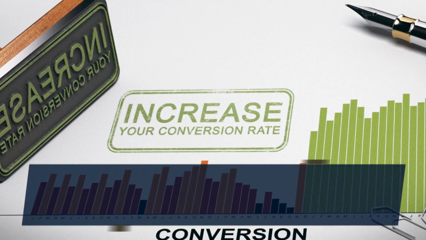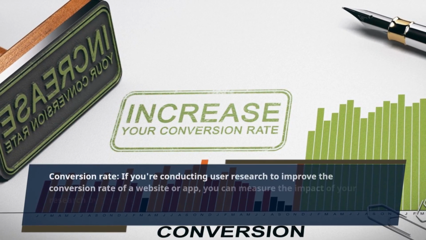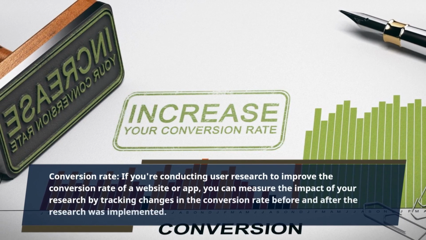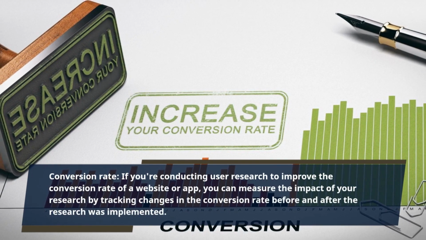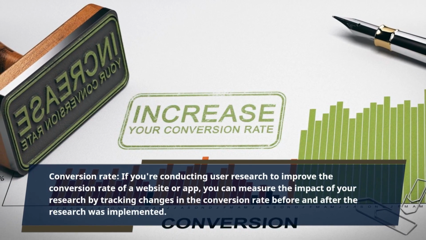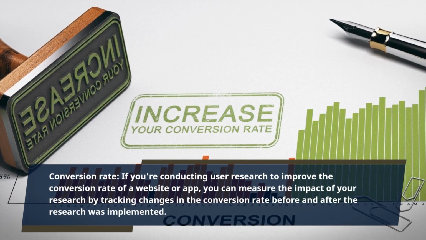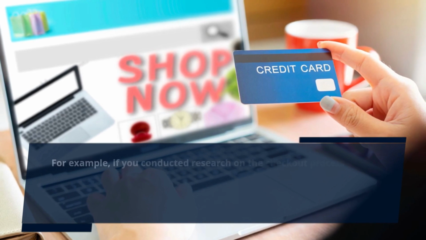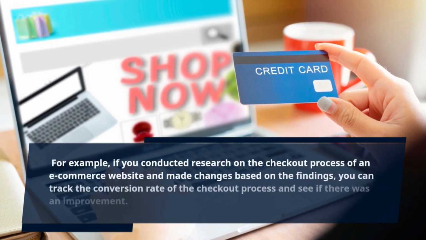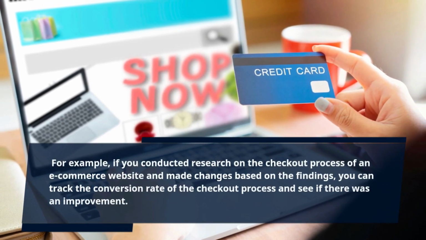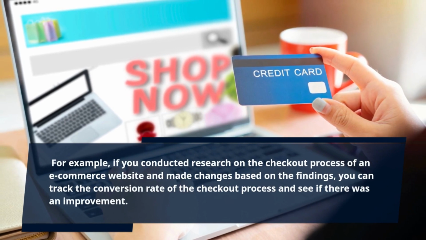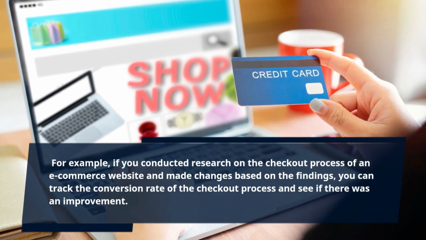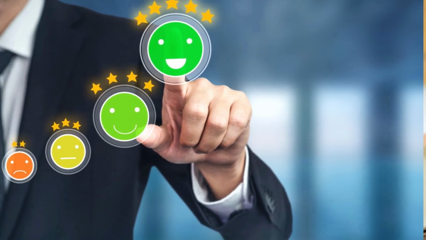Conversion rate. If you're conducting user research to improve the conversion rate of a website or app, you can measure the impact of your research by tracking changes in the conversion rate before and after the research was implemented. For example, if you conducted research on the checkout process of an e-commerce website and made changes based on the findings, you can track the conversion rate of the checkout process and see if there was an improvement.